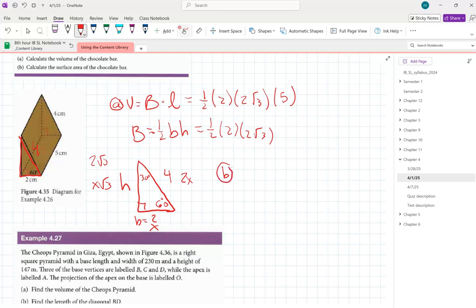Everybody feel okay with how we did that? Yes. And then the surface area, I'm going to just think about this from the picture. So how many surfaces do I have? Well, I have 2 triangles, right? And those 2 triangles are the same. And then I have this rectangle. And I have this rectangle. And those are different.